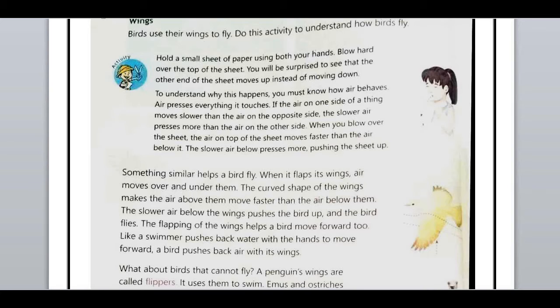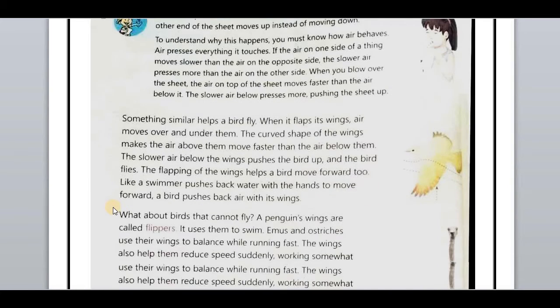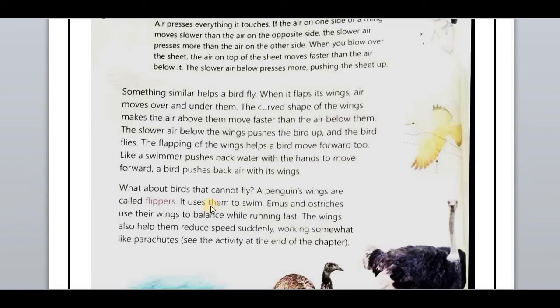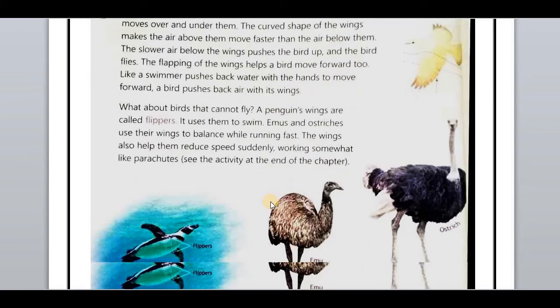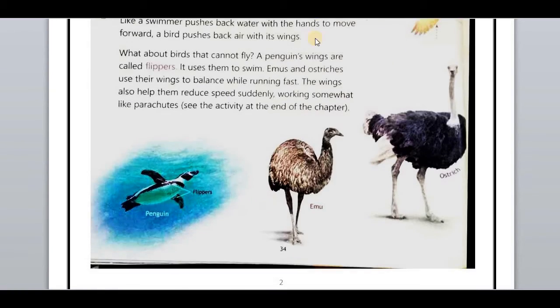Now, what about the birds that cannot fly? A penguin's wings are called flippers. These two sides are called flippers. It uses them to swim, and these flippers help the penguin to swim.